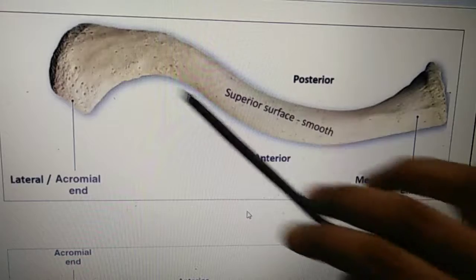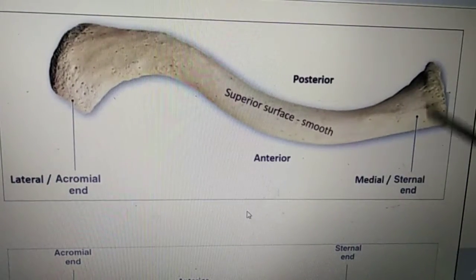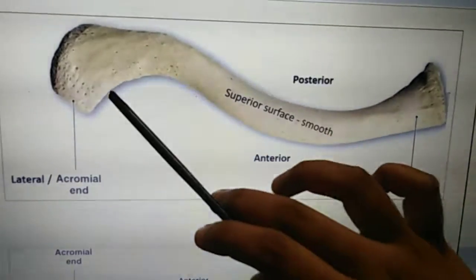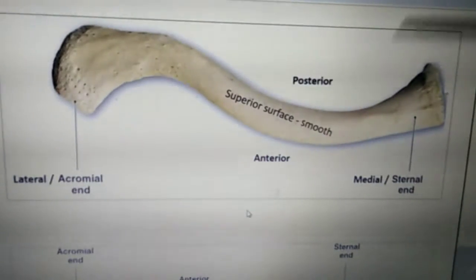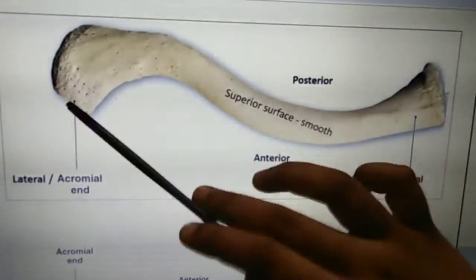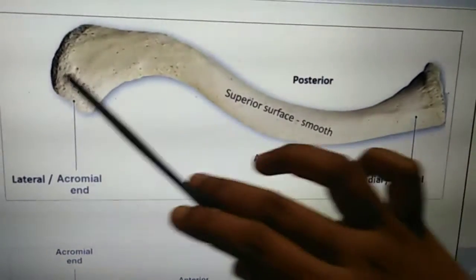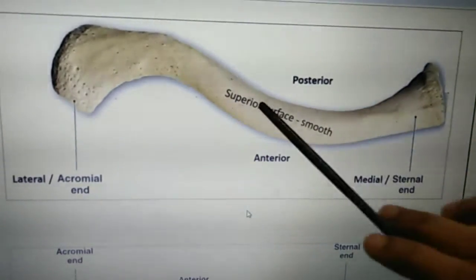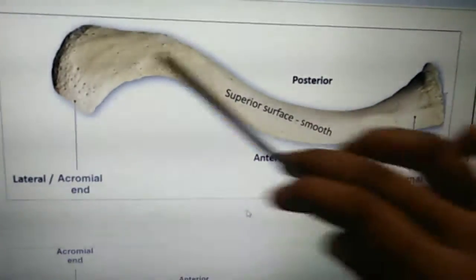So this is the real bone, and this is the medial end, that is the sternal end, and this is the acromion end, which is flat. With this we can recognize that this is the right clavicle, because the sternal end is placed medially and the lateral end is placed laterally, that is away from the body. So we can see an elevation and then a depression. So this is the structure of the clavicle.